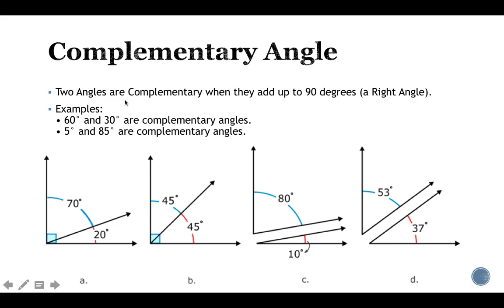Two angles are said to be complementary when the two angles add up and make 90 degrees, a right angle. For example, 60 and 30; 70 and 20; 45 and 45; 80 and 10; 53 and 37. Each pair adds up to 90. So just remember that when we add, it will be equal to 90 degrees. That kind of angles are called complementary angles.